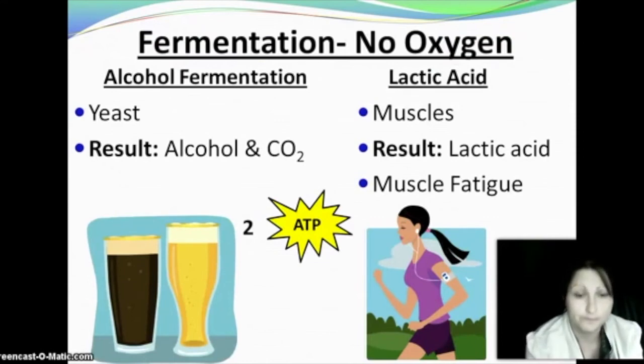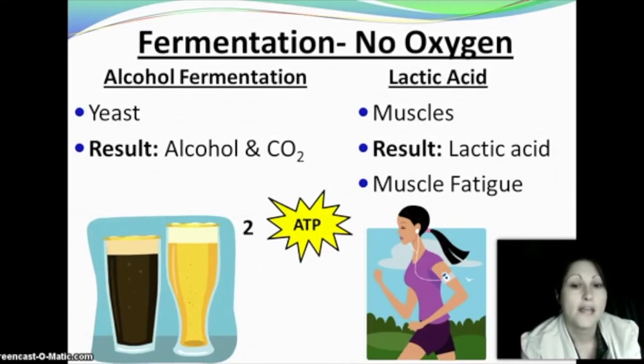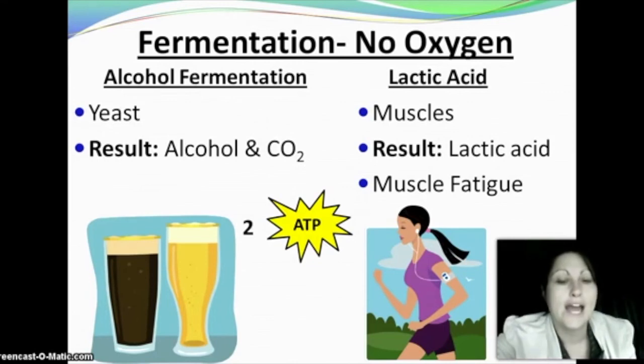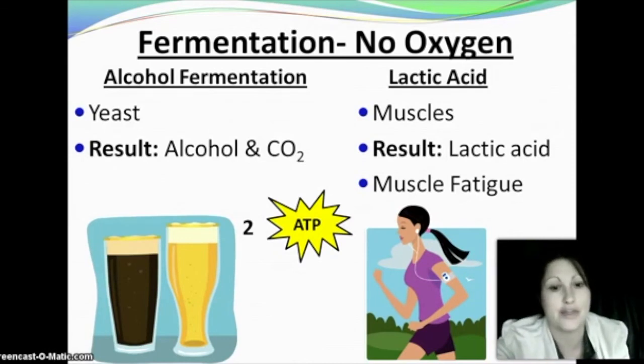There are 2 types. The first is alcohol fermentation, and that's going to occur in yeast, and it will give us alcohol and carbon dioxide. The next is lactic acid fermentation, and this occurs in our muscle cells. The result is going to be lactic acid or muscle fatigue. And if you look there, we're only making 2 ATPs per glucose molecule. So that's not really a whole lot compared to that 38 that we just made. But again, it's a backup method.